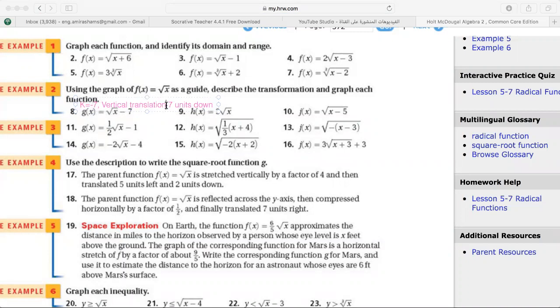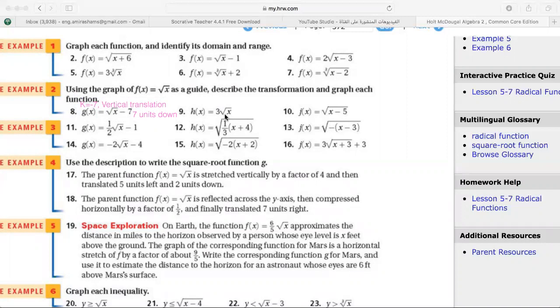Vertical translation 7 units down. This is the answer for number 8. Okay, what about 9?